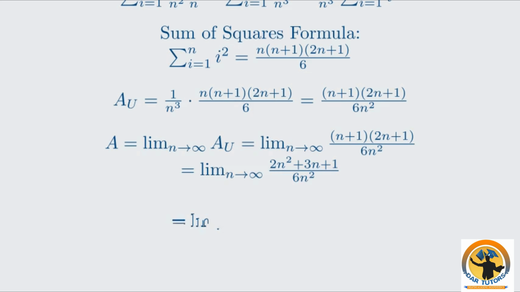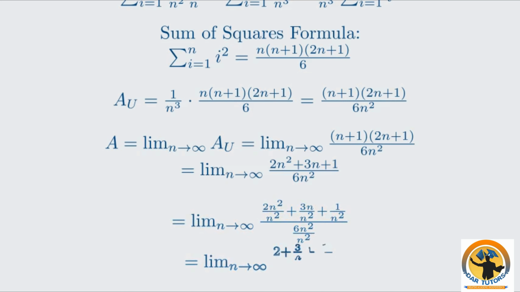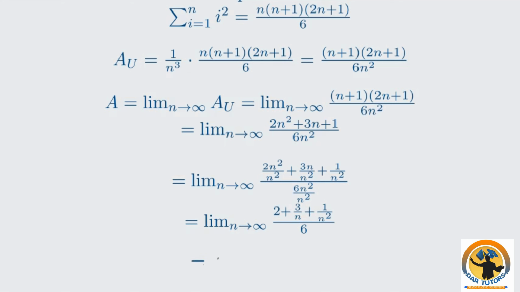To evaluate this limit, we can divide every term in the numerator and denominator by the highest power of n, which is n squared. This gives us the limit of 2 plus 3 over n plus 1 over n squared, all over 6. As n approaches infinity, the terms 3 over n and 1 over n squared both approach 0. So the limit becomes 2 over 6, which simplifies to 1/3.